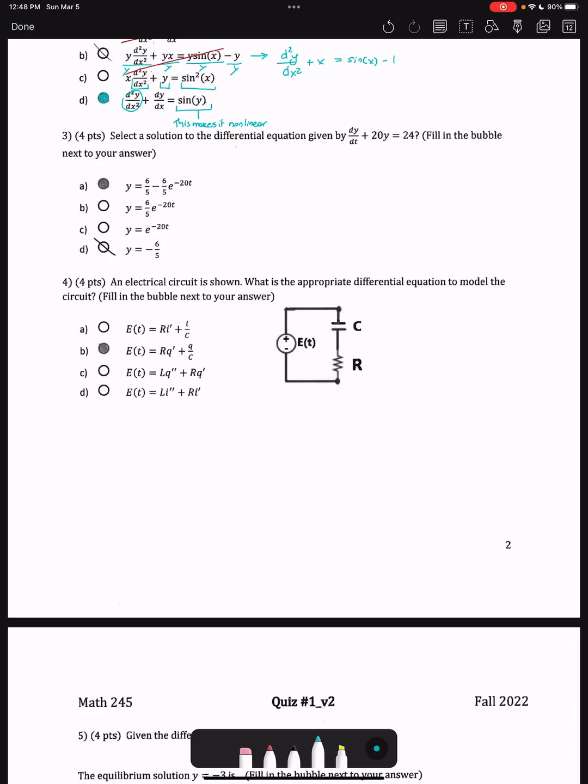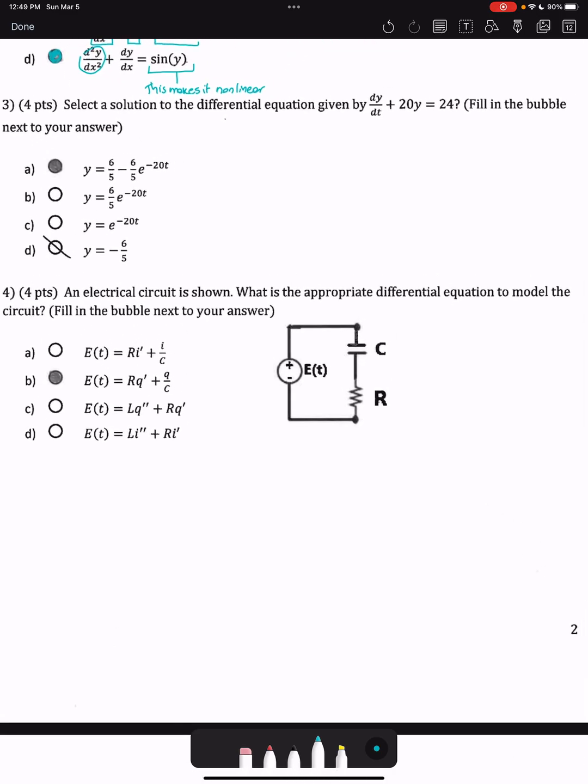Then we look at number 3, and we want to select the function to the differential equation given by this. Select the solution to the differential equation. And how are we going to select the solution? Well, we can either input all of these, and that's probably what we want to do. We know that if this is a solution, then this would be 0. And if I input it in there, then I get into y.